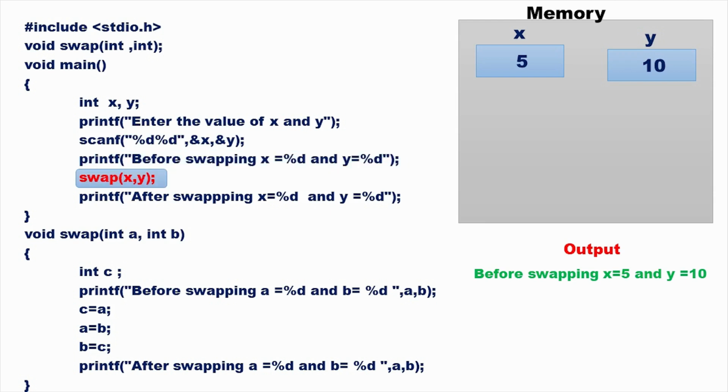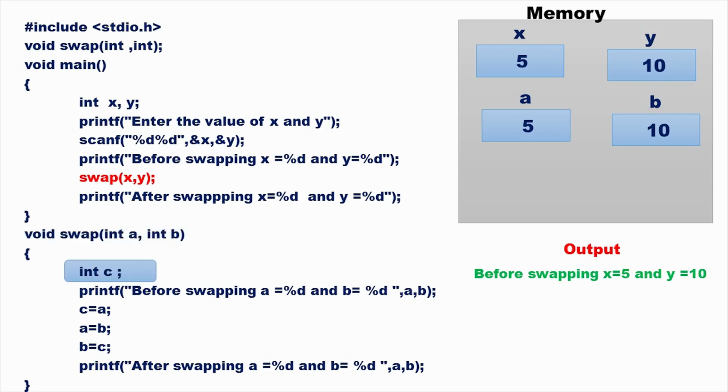Next, call to function swap. We are passing the value of x and y to function swap. That means here we are using call by value method. Go to function swap. Formal parameters a and b are created. The value of x is copied to a and the value of y is copied to b. Function swap will interchange the values of a and b.